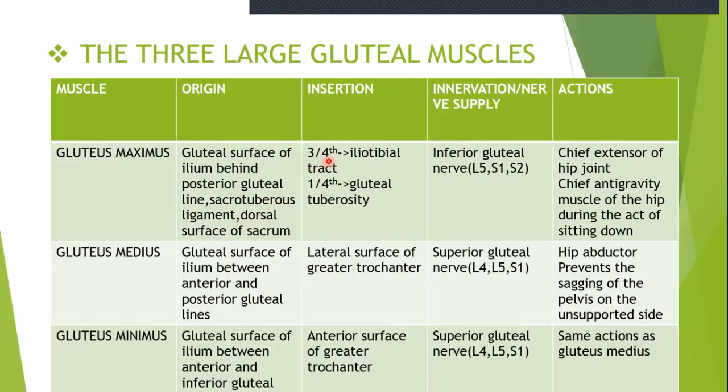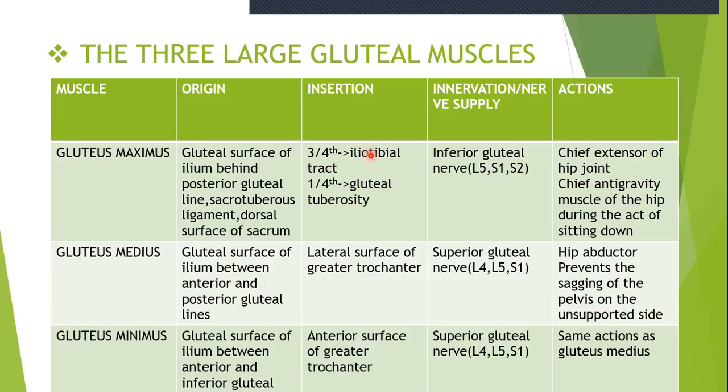What about its insertion? 3/4 of the muscle fibers usually insert into the iliotibial tract. The iliotibial tract is also known as the iliotibial band. In fact, I think iliotibial band is a more correct term, so let's call it the iliotibial band. 1/4 of the muscle fibers are inserted into the gluteal tuberosity. So maybe I should mention something on the iliotibial band.